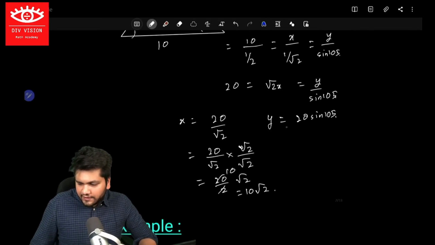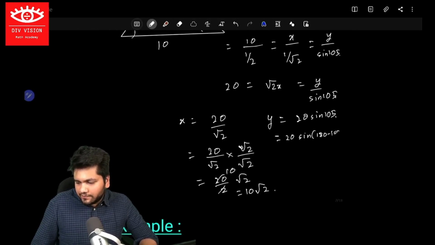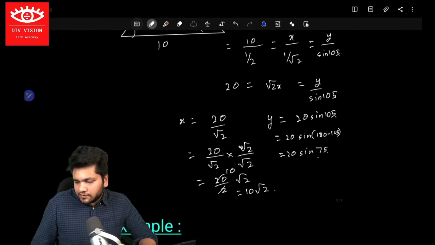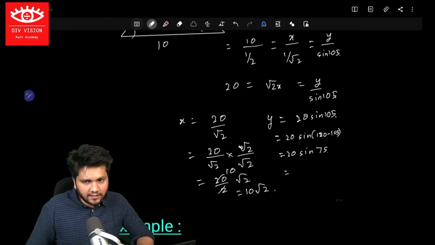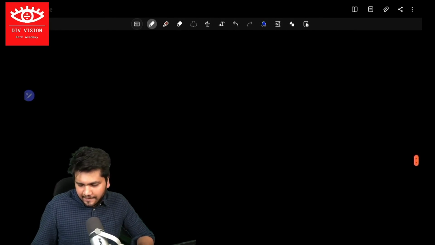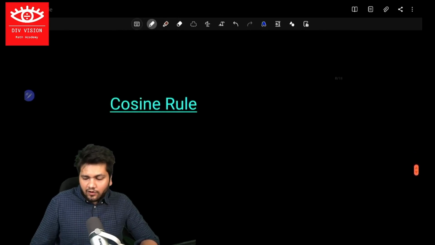Now, of course, for 20 sine 105, you can write this thing as 20 sine of 180 minus 105, which is nothing but 20 sine of 75. So, of course, you can put it in the calculator to get the value. Otherwise, also, you can put sine 105 in calculator and you can get the answer. Now, this was your sine rule. Now, what about cosine rule?